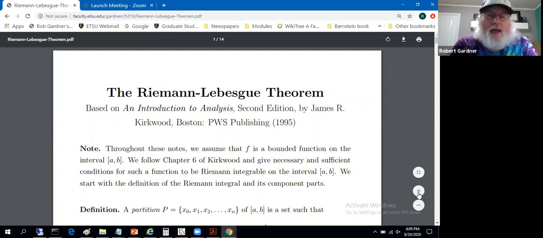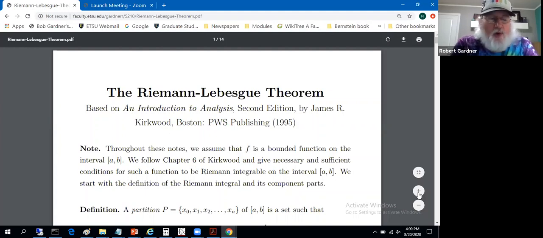So in Calculus 1, you define Riemann integration, you integrate continuous functions. In Calculus 2, you integrate over discontinuities. You integrate over vertical asymptotes, for example. Sometimes the integrals diverge, but you give meaning to integrals of discontinuous functions.